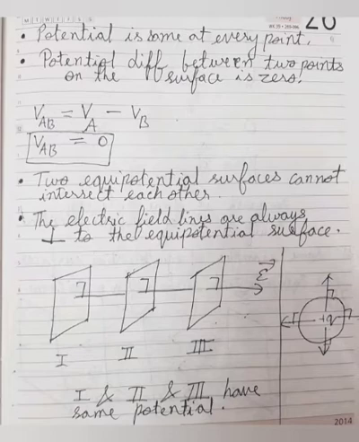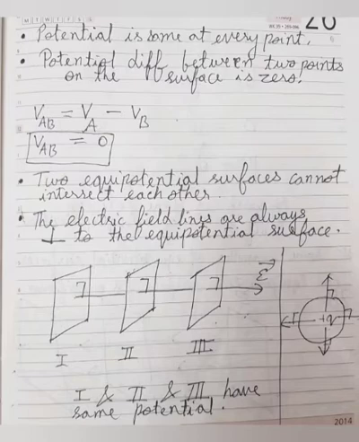The next property is that electric field lines are always perpendicular to the equipotential surface. As you can see, I have drawn two diagrams over here. The first diagram is one in which I have placed three plates, and all three plates are at the same potential, hence they are equipotential surfaces. The electric field line which I have drawn is perpendicular to the surfaces. Similarly, in the second diagram of a circular surface, you can see that when the electric field lines originate in the outward direction, they are perpendicular to the surface.